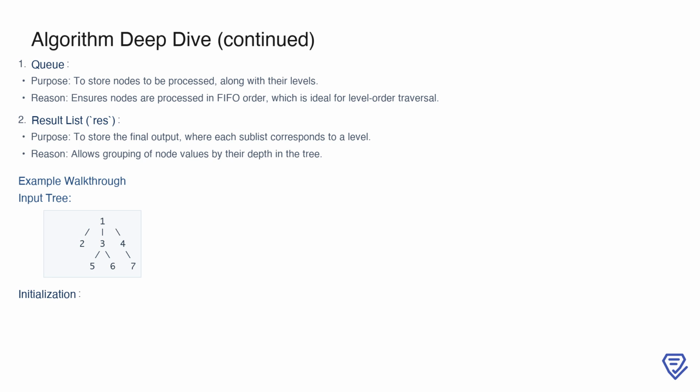To better understand the algorithm, consider an example tree with the root node 1, which has 3 children, 2, 3, and 4. Node 3, in turn, has 2 children, 5 and 6, while node 4 has 1 child, 7. This tree structure will demonstrate how the algorithm processes nodes level by level, maintaining the correct sequence in the output.